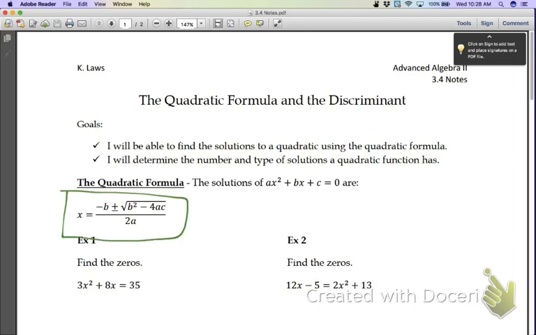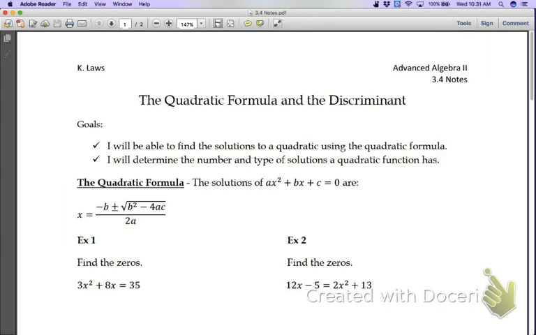Okay, A goes with the value that's in front of x squared. B goes with the value that's in front of the x. C goes with the value that is your constant, that has no x with it. Then tomorrow we'll talk about the discriminant and the types of solutions and things of that.